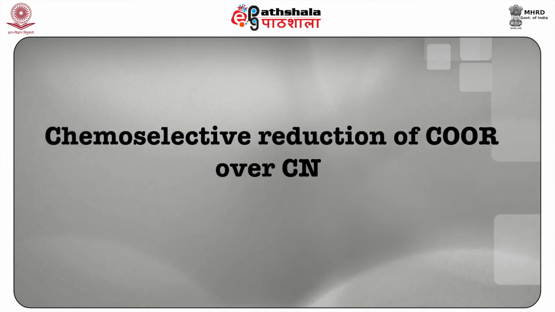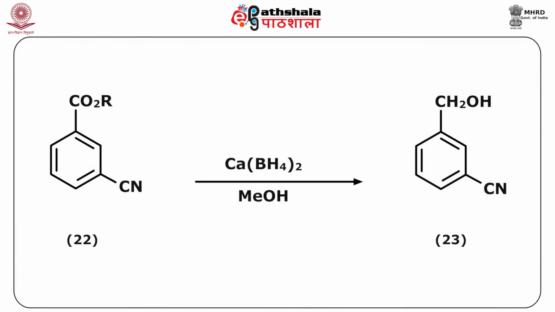Chemoselective reduction of the ester COOR over cyano group. Reduction of ester 22 in the presence of calcium borohydride to give 3-hydroxymethyl benzonitrile. It is only the ester group reduced to the alcohol while the cyano group remains unaffected.